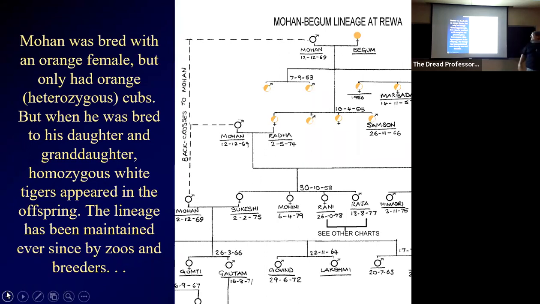And all of these down here at the bottom, Gomti and Gautam and Govind and Lakshmi and so on, those are all white tigers. And that lineage has been maintained by zoos and breeders ever since then. I don't know if you folks remember Siegfried and Roy. There were a couple of magicians in Las Vegas that had this act with a lot of wild animals in it. They do magic illusions with live lions and tigers and things.